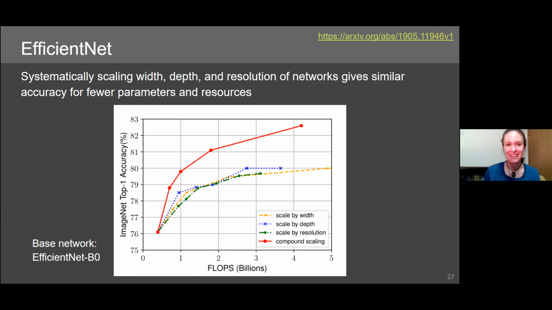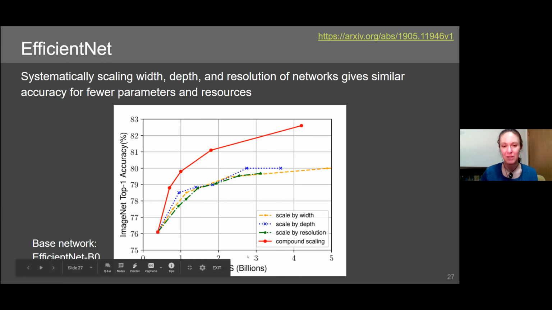Okay. So they did this systematically. And for their EfficientNet B0, their base network, they found that if you scale by only the width, the depth, or the resolution, you follow these green, yellow, and blue lines. This graph shows floating point operations on the bottom, so how many operations are involved in running the network, in billions. And then the accuracy is on the y-axis. So you want to have fewer operations, towards the left, and highly accurate, towards the top.